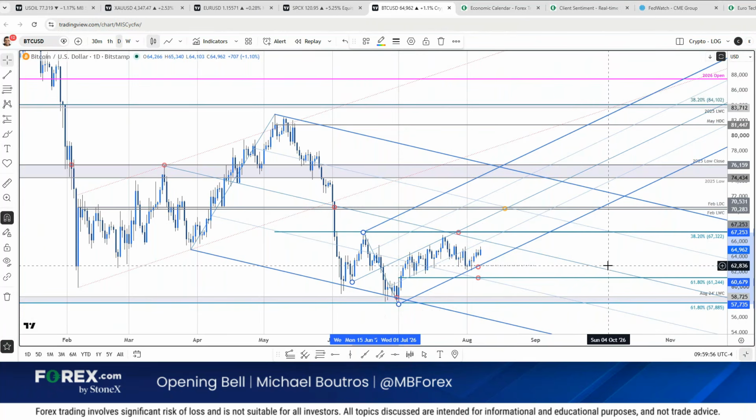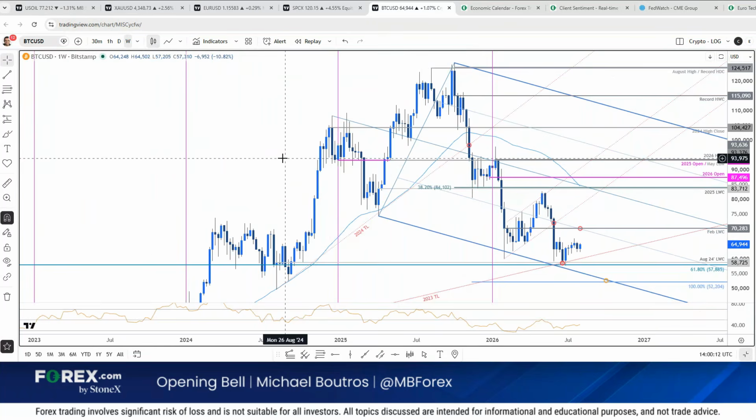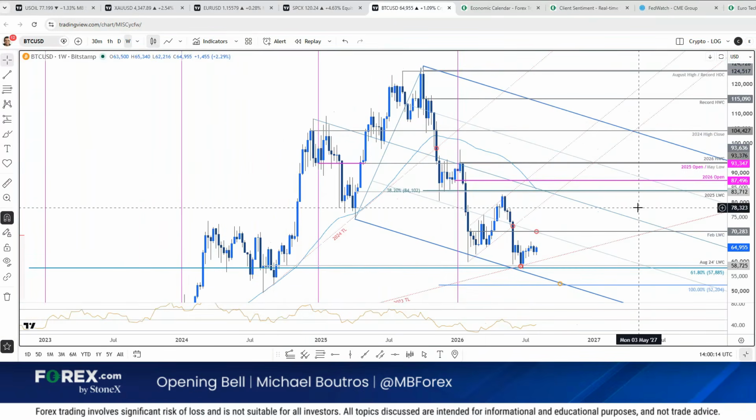Monthly open support comes in right at 62,890 basically. You need a break below 61,244 to suggest more lows are coming into place and the broader washout. The crypto winter isn't done yet. So Bitcoin is holding on for dear life here, but still holding the uptrend from last month.